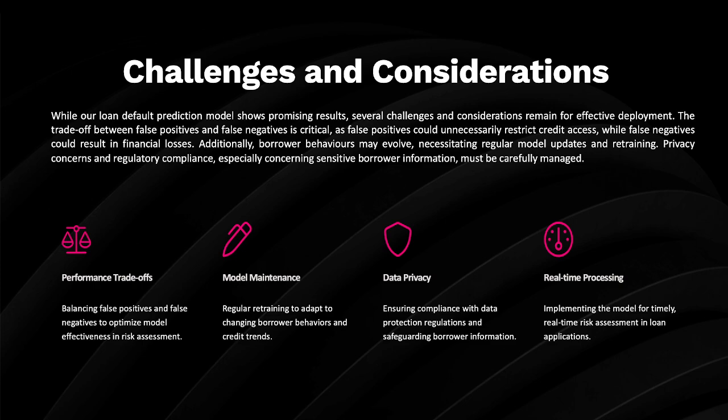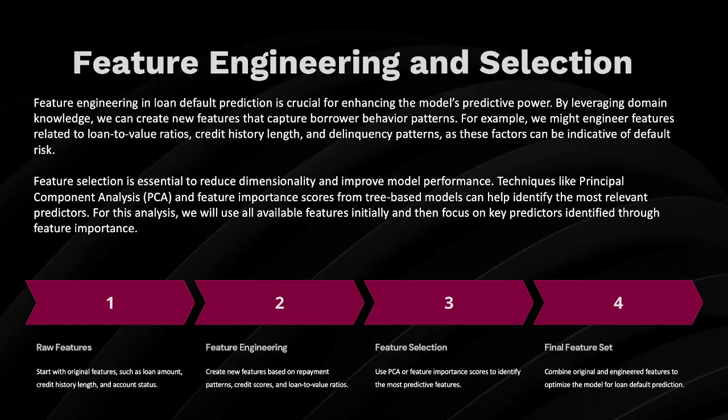While this project holds potential for accurate risk predictions, there are several challenges we need to address for effective model deployment. One significant challenge is balancing false positives and false negatives. False positives could wrongly restrict borrowers' access to credit, whereas false negatives might lead to financial losses. Additionally, borrowing behavior can evolve over time, necessitating periodic model updates. Privacy and compliance concerns also play a critical role as we handle sensitive borrowers' data.